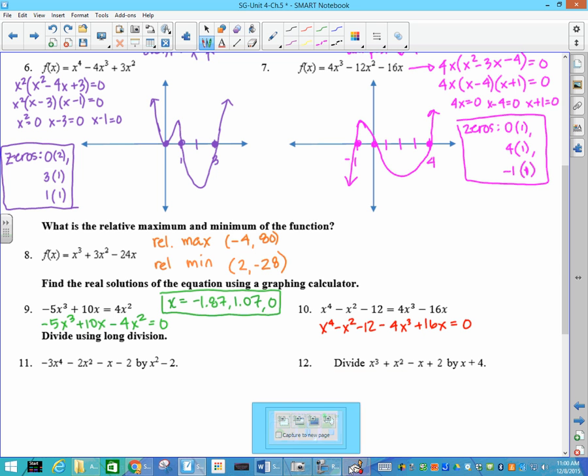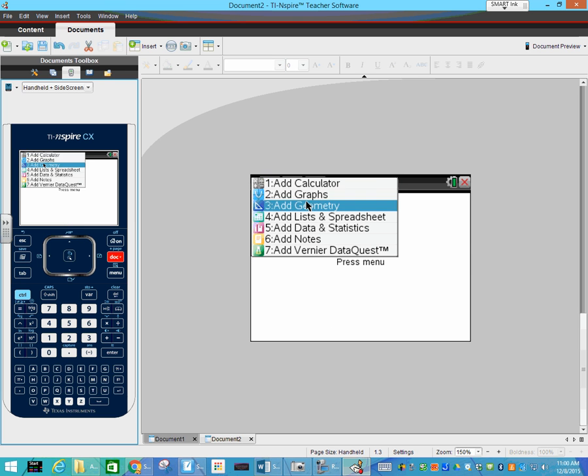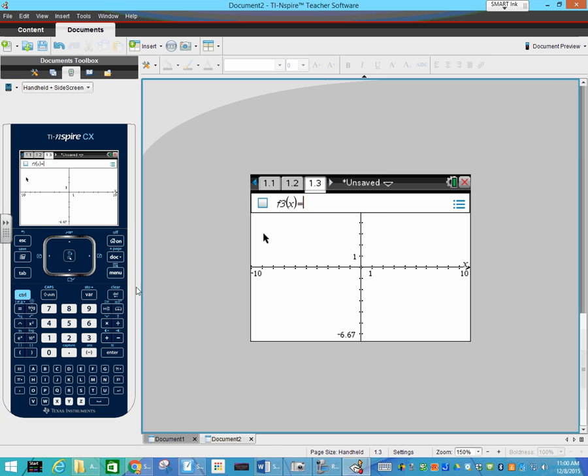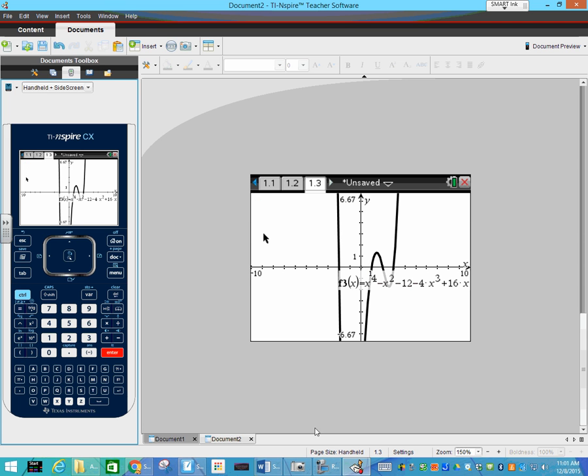So I'm going to go back to my Inspire and put that in. Control, document, another graph, and I have x to the 4th, make sure you come back down, minus x squared minus 12 minus 4x cubed, come back down, and then plus 16x. And I wrote 15, smart, 16x. So x to the fourth minus x squared minus 12 minus 4x cubed plus 16x. And here is my graph.